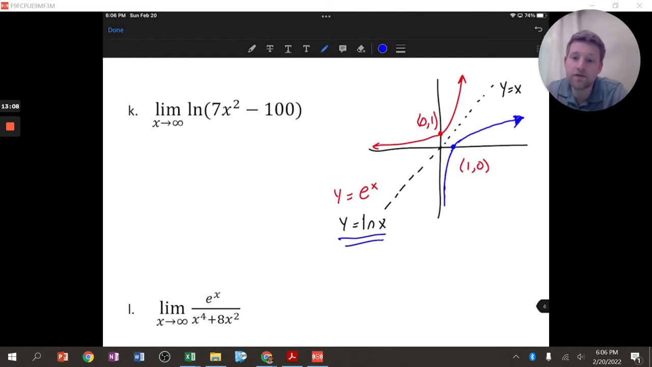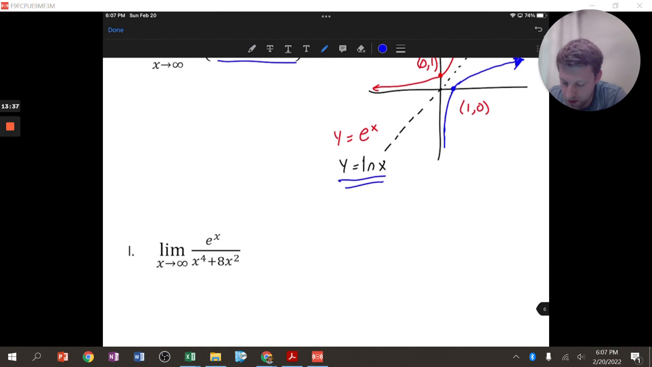So if we have any function here, 7x squared minus 100, well, this is an increasing function inside. And so as x gets large, the inner argument here in the natural log is also getting large. So we'd say that this quantity is tending off towards infinity here. So this limit would go to infinity.